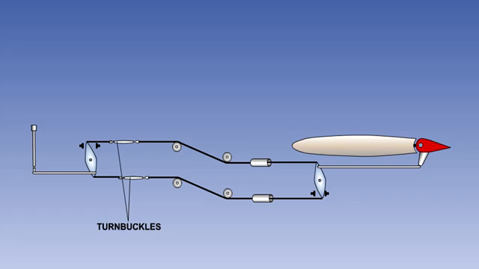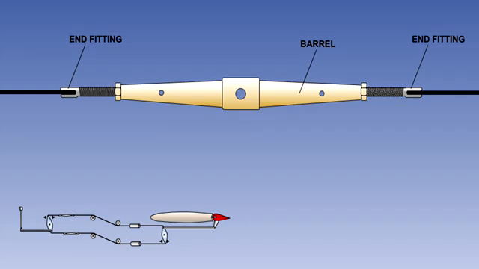It is important to have the correct tension in the control cables. If the tension is too low, the cables will be loose, permitting excessive cable movement, and if the tension is too high, the controls will be too stiff to move. Cable tension is adjusted by means of turnbuckles. Here we show a typical turnbuckle. It consists of a central barrel and two end fittings screwed into the barrel, one with a right-hand thread and the other with a left-hand thread. The cable is attached to the end fittings.